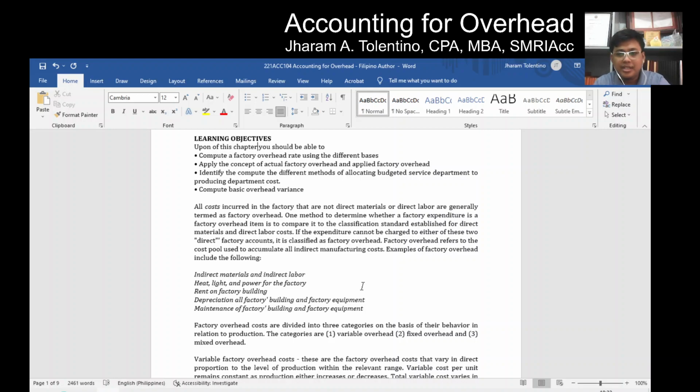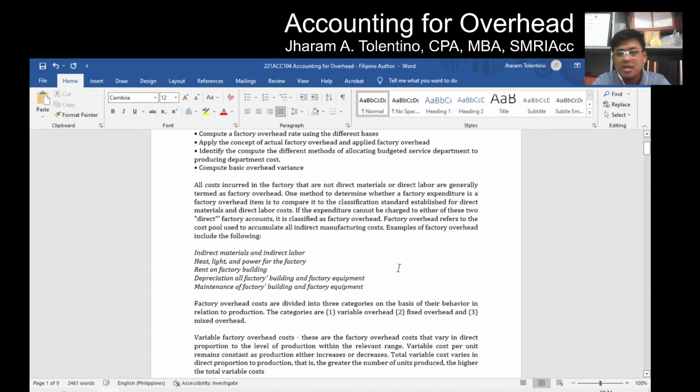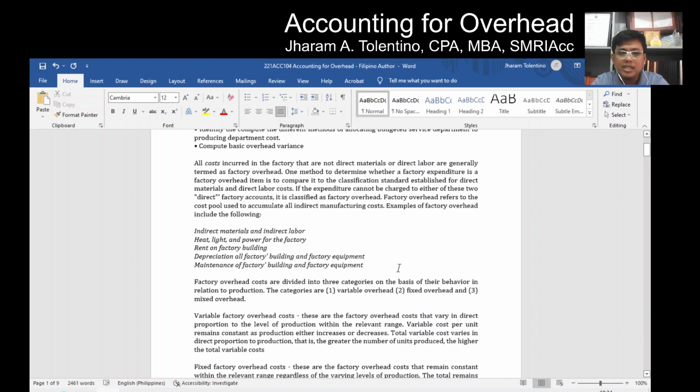So, factory overhead refers to the cost pool used to accumulate all indirect manufacturing costs. Examples are as follows. We have indirect materials and indirect labor, heat, light, and power for the factory, rent on the factory building, depreciation on the factory building and factory equipment, maintenance of factory building and factory equipment. So these are but not limited to the examples of factory overhead.